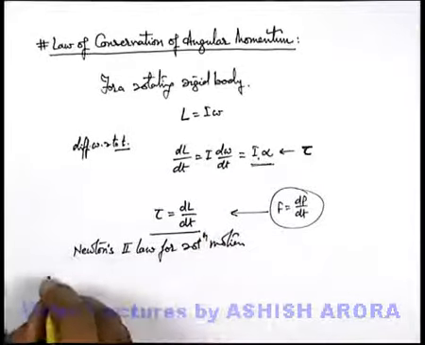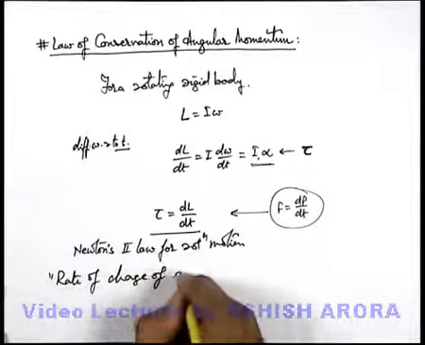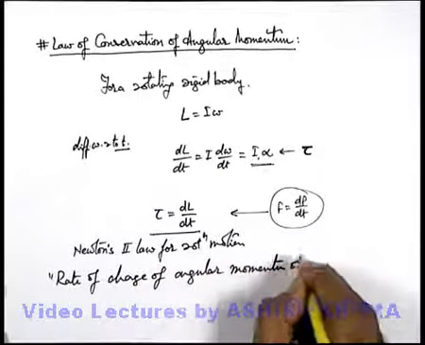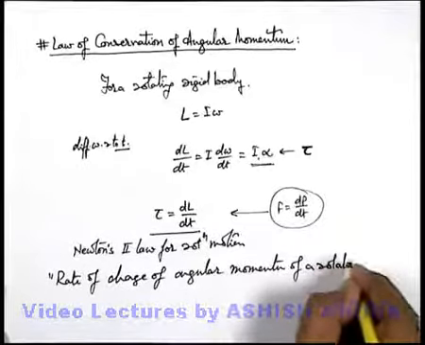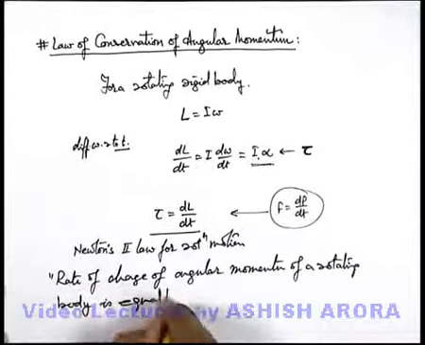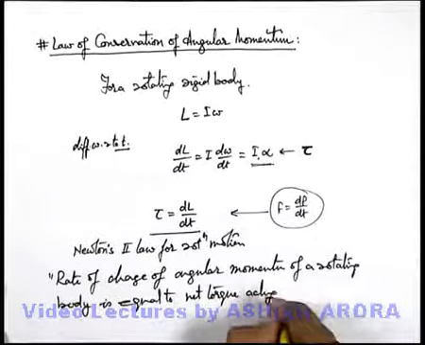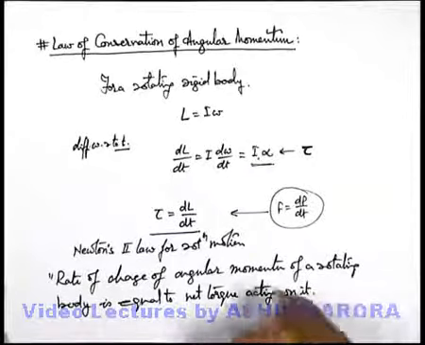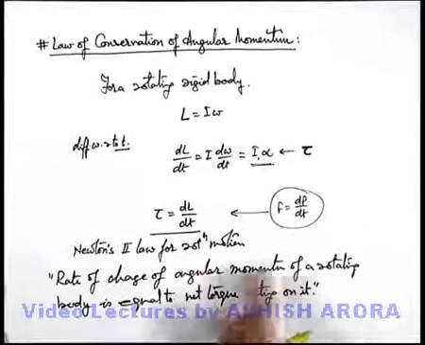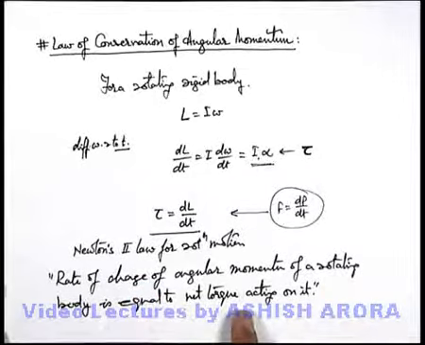which can be written in words like: rate of change of angular momentum of a rotating body is equal to the net torque acting on it. This is Newton's second law in rotational motion. As in translational motion, the rate of change of linear momentum of a moving body is equal to the net force acting on it.